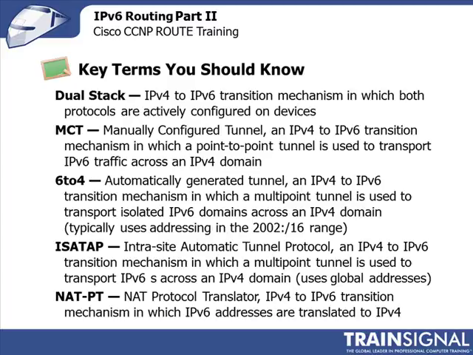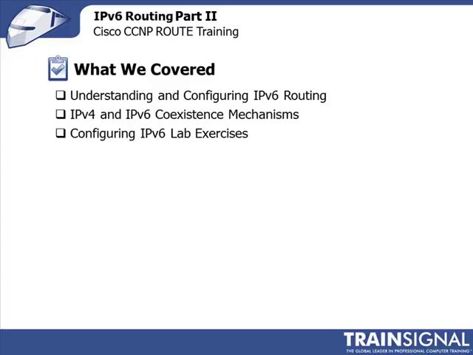And then finally, NAT-PT, NAT Protocol Translation. This is another transition mechanism in which IPv4 addresses and IPv6 addresses are translated using a form of network address translation. So what have we covered?